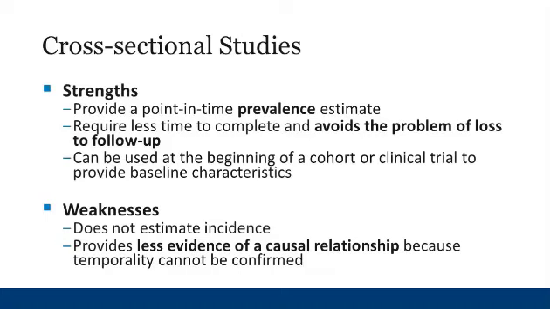Now, some of the weaknesses of cross-sectional studies, and this is one of the main weaknesses that I want to stress as an epidemiologist, is they do not estimate incidence. They have no time component. And in addition, they provide far less evidence of causal relationship. The reason being is that with a cross-sectional study design, temporality cannot be confirmed. You've assessed the exposure and the disease at the same point in time.